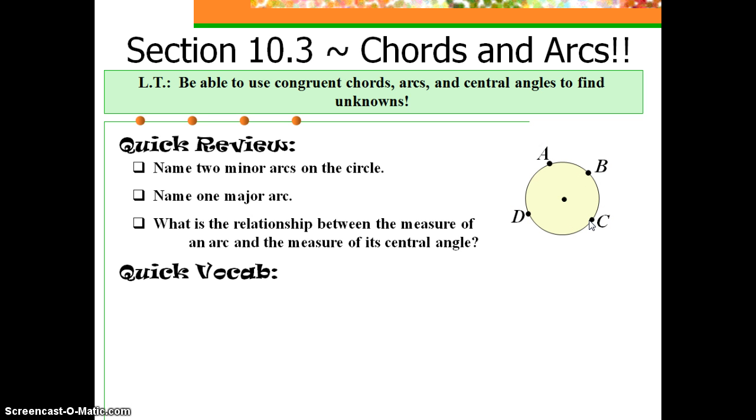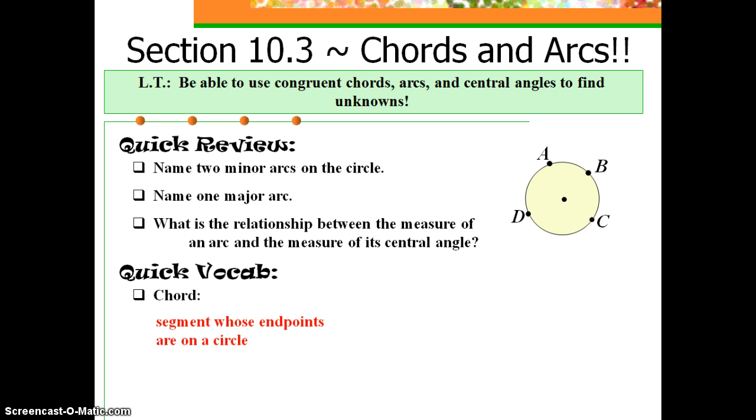What is the relationship between the measure of the arc and the measure of the central angle? Remember, a central angle comes from the center, and the sides of the angle are going to be 2 radii. So say that I made A to the center to B, an angle right here. The measure of that angle is going to be the same as the measure of the arc.